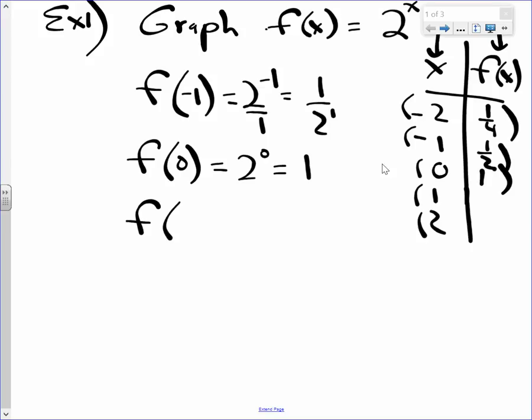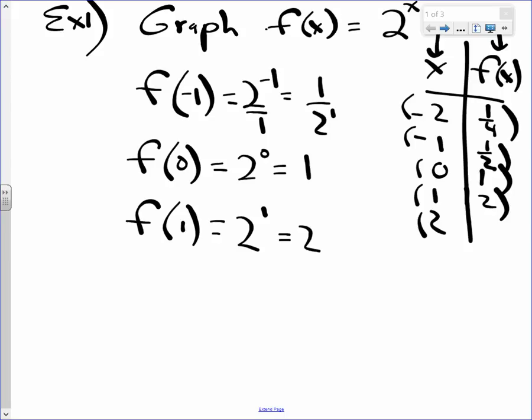Next input. The function at 1 is equal to 2 to the, I'm replacing x now with 1, to the first power. What is 2 to the first power? It's 2. We're rocking and rolling. You guys with me?